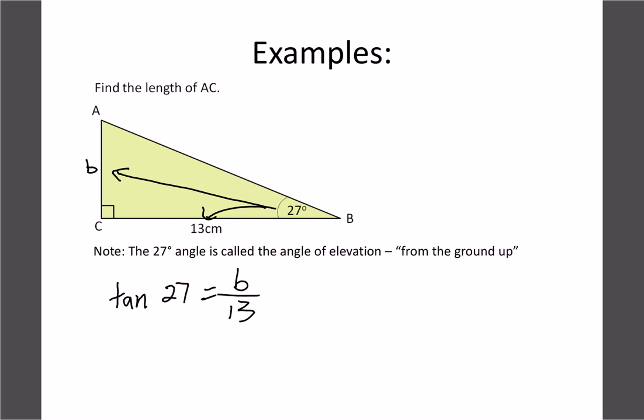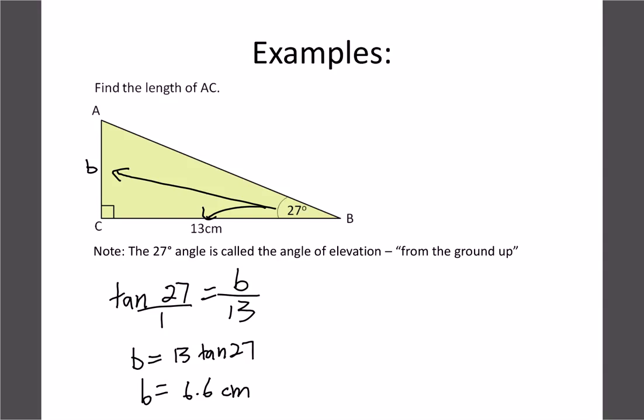So tan 27, opposite over adjacent, would be B over 13. To solve this, we just cross multiply. So B times 1, which is just B, would equal 13 times tan 27. Just type that in on your calculator, and we get an answer of 6.6, and it'd be centimeters because it's the same units as the other side.